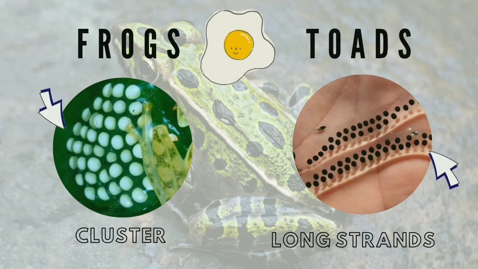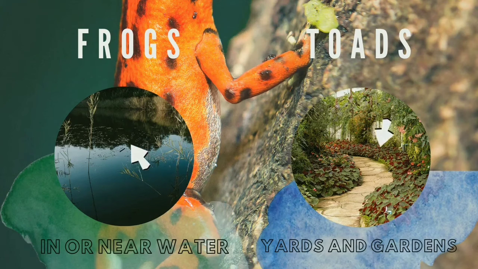And while toads generally lay their eggs in long strands, as seen on the photo, frogs lay their eggs in a cluster that resembles a bunch of grapes. Generally, frogs spend most of their lives in or near water. Toads, on the other hand, get out on land a little more and find their way into gardens and yards.